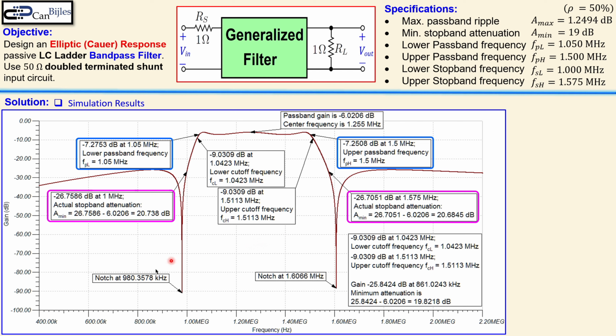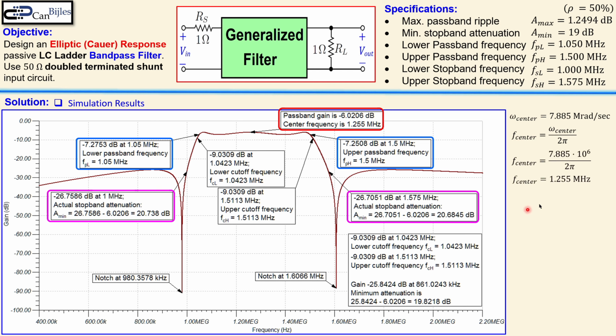We also see here some notches, so a notch frequency here and a notch frequency there, so you get more notches if the order goes up. What you also see is, again, as said before, the center frequency is 1.255 megahertz. And that is according to specifications also because the omega center was 7.885 megaradians per second. When you go to the frequency in hertz, you divide by 2 pi. That means you get this value, which is exactly as we have here in the simulator.